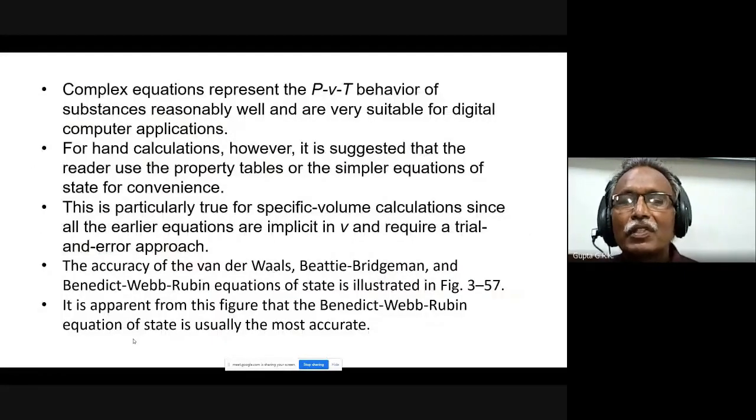So complex equations represent PVT behavior of substances reasonably well and are very suitable for digital computer applications. For hand calculations, however, it is suggested that the reader use the property tables or the simpler equations of state for convenience. This is particularly true for specific volume calculations, since all the earlier equations are implicit in V and require a trial and error approach.